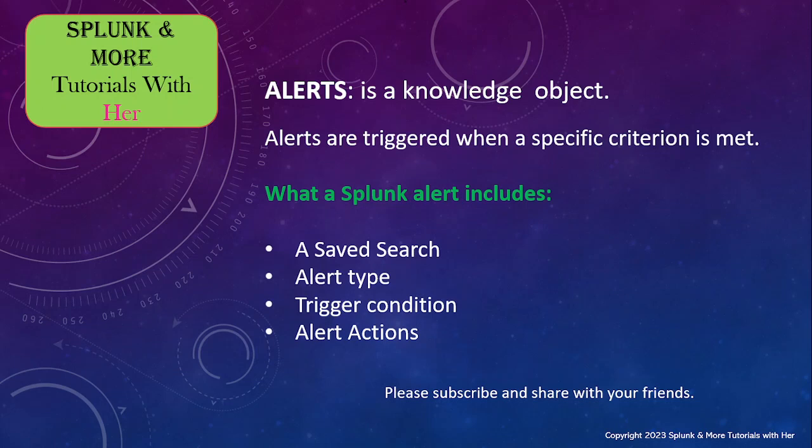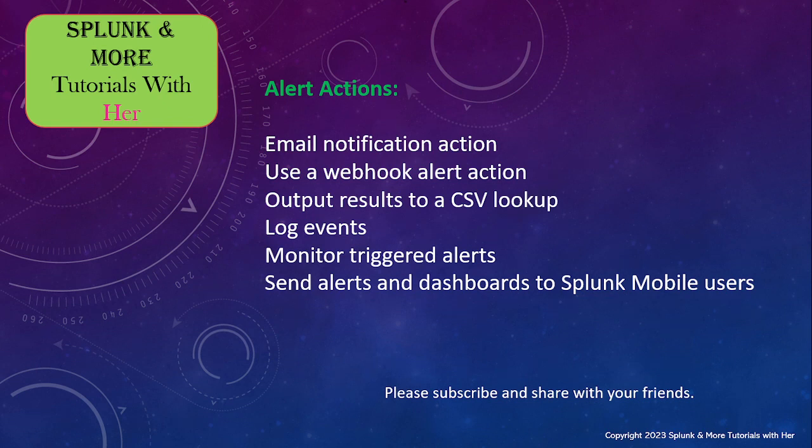First one is sending email. Sending email notifications when the alert triggers. This is the email notification action. Mostly this one is used. The desired team will get the email notification that this thing has happened in the system.